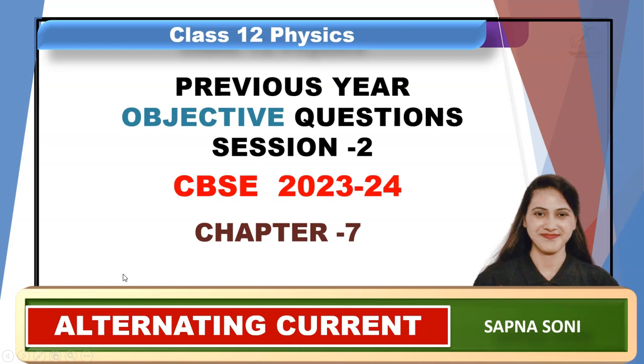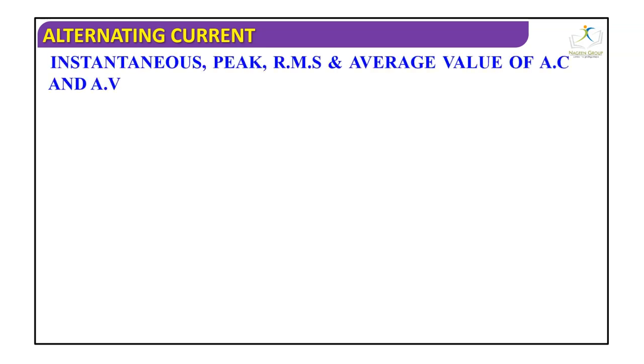Welcome everyone. Now we are moving to the previous year objective question session 2 for the CBSE 2023-24. For class 12 physics, I'm taking chapter number 7 for the revision part. The first questions are on the topic of instantaneous, peak, RMS and average value of AC.